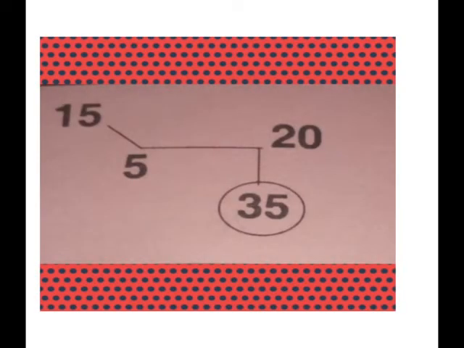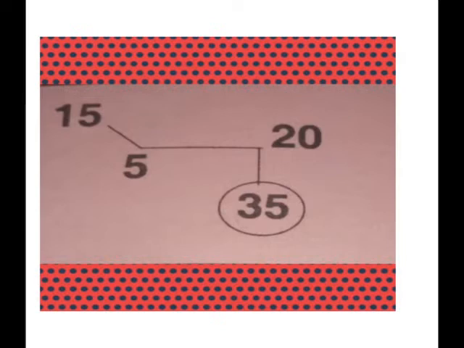From our first example, how can we get 35, assuming 35 was not given? To get 35, we simply add 15 and 20. 15 plus 20 will give us 35.